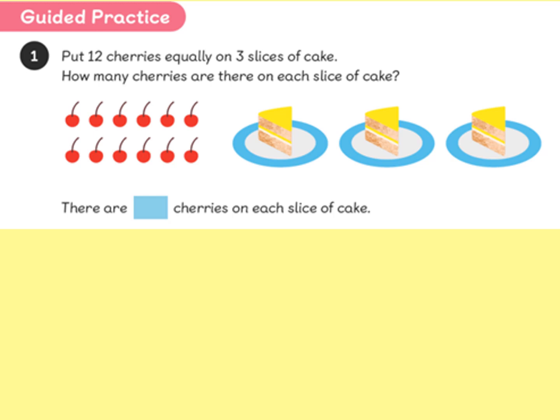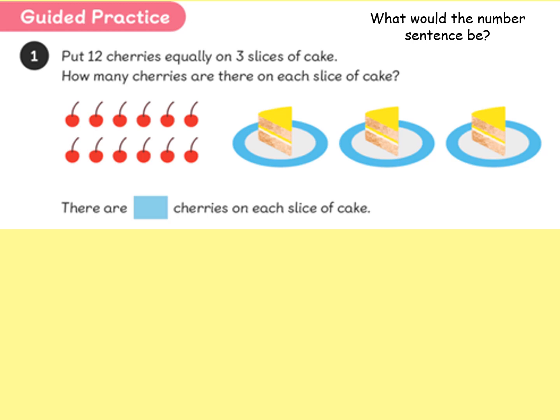Right. We are going to put 12, it says put 12 cherries equally on 3 slices of cake. How many cherries are there on each slice of cake? Now, the first thing we want to do is we want to write the number sentence. Can you have a think, guys? What would the number sentence be?